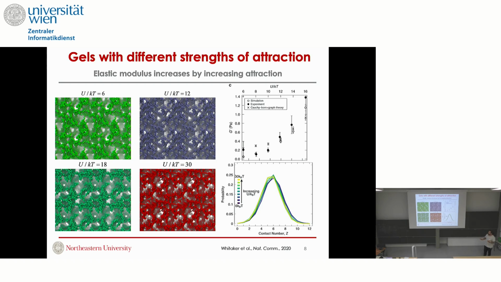The very local measure of a structure that a lot of people use is coordination number, or how many particle contacts each particle has. So this is contact number and its distribution as a function of attraction strength. And what you can see is that that doesn't change much. So the overall local structure of the particles doesn't really change much and doesn't tell me much about why the overall elasticity is changing that dramatically.